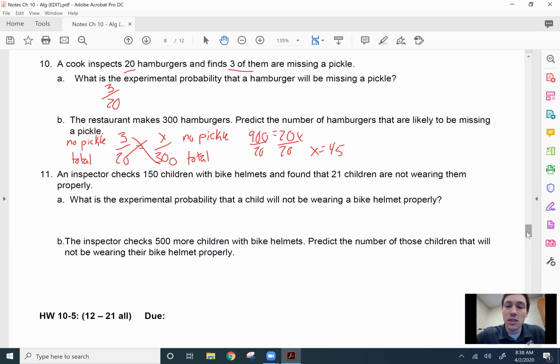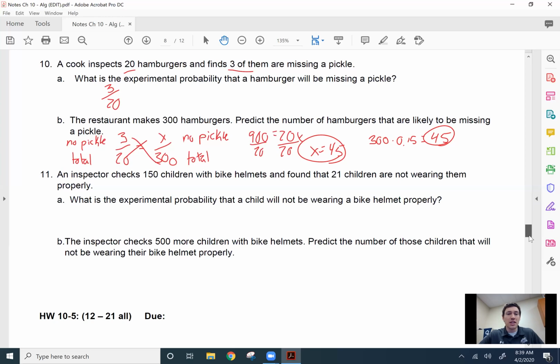We could also think, 3 out of 20. So 3 out of 20 is 15%. Yeah. So I just need to find what's 15% of 300. So if I took 300 times 0.15, I again would get 45. Either way, you can set it up as a proportion or think of it as a percentage. Either way, you're going to get the same thing.